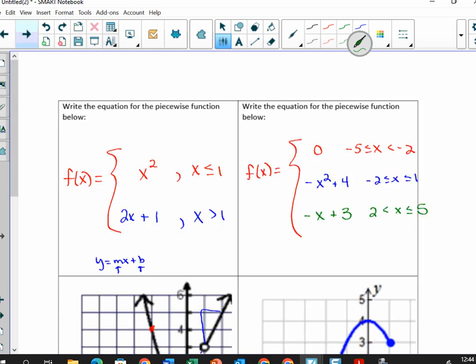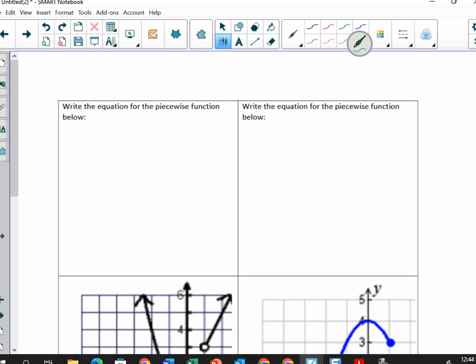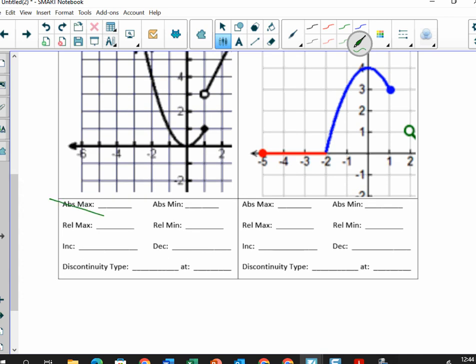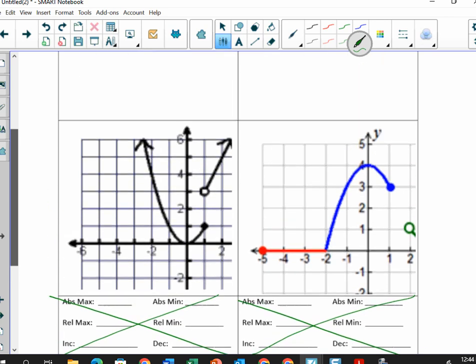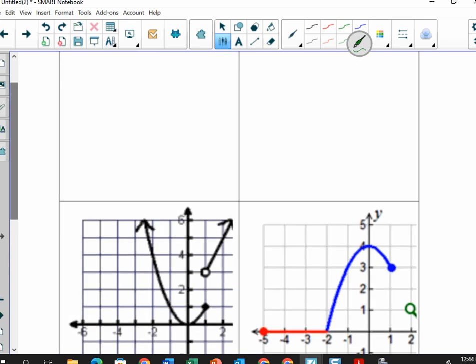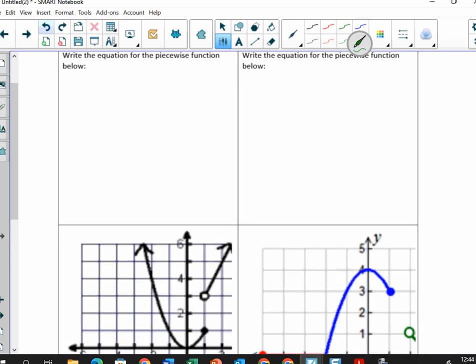All right, last page, we're going to write equations. So let's do the first one together. The stuff at the bottom, we're not doing this max and min stuff yet. So cross that out. We do not need that. And the space up above is where you're going to write the equation.